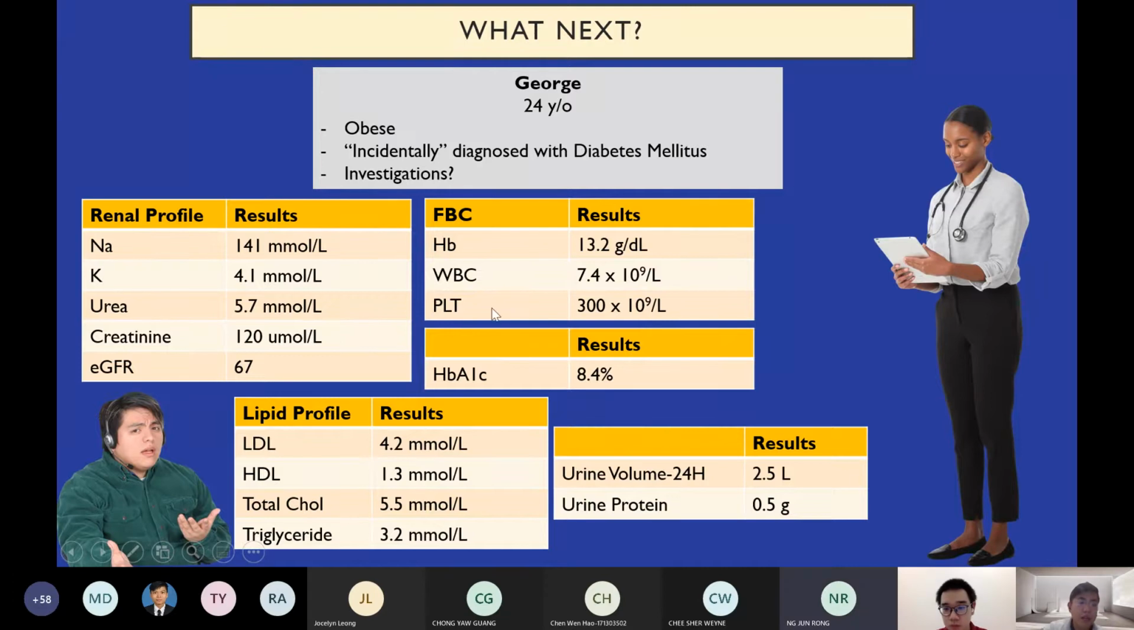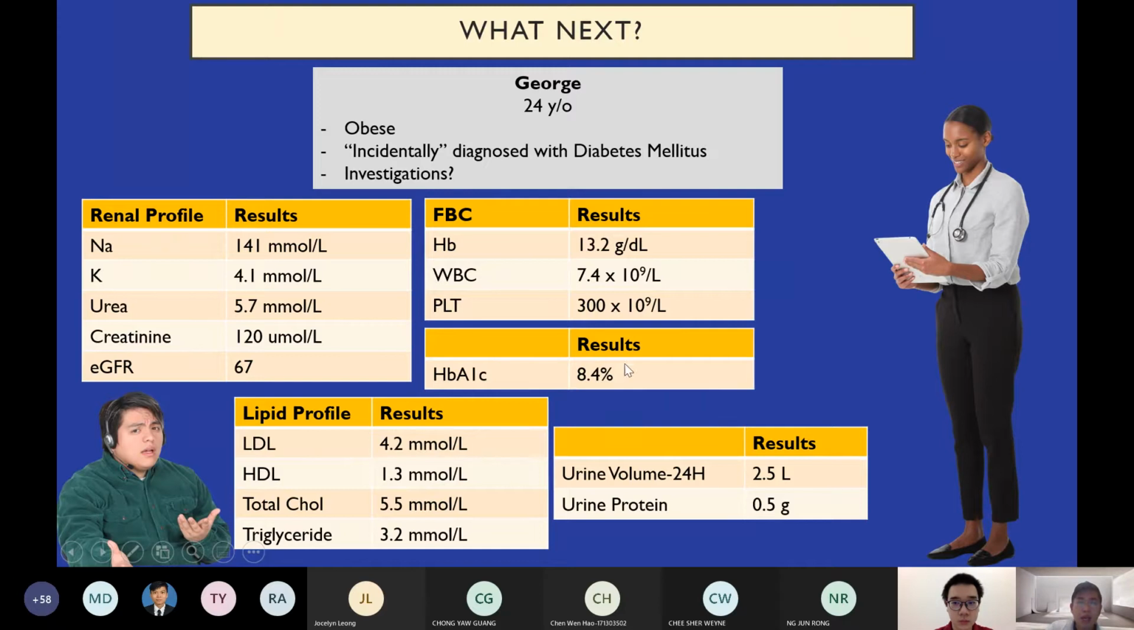Okay, and the creatinine is raised. Okay, and this person has stage 3A chronic kidney disease, and he also has dyslipidemia. The total cholesterol is raised. Your LDL is at 4.2, it's definitely high. So for a young person, we should target the LDL to be less than 2.6.